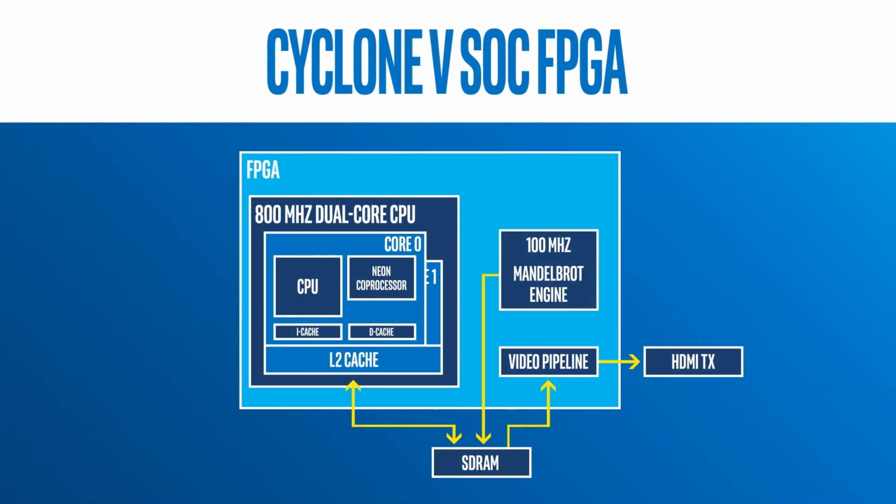The new block labeled Mandelbrot engine in the FPGA hardware is only running at 100 MHz, yet you see how much faster the image is updated. The Cyclone 5 SoC device we're using is optimized for low cost, not performance. Imagine how much faster the images would be displayed if we were using a high performance FPGA.